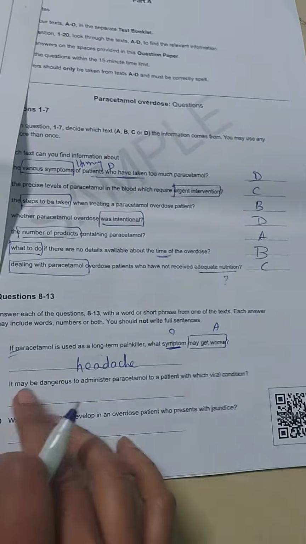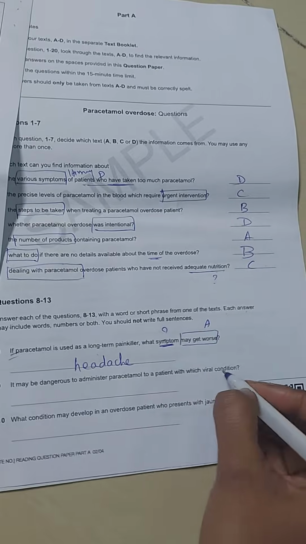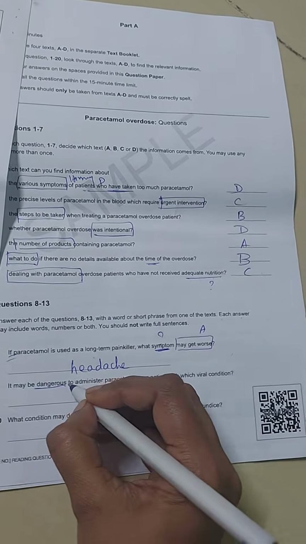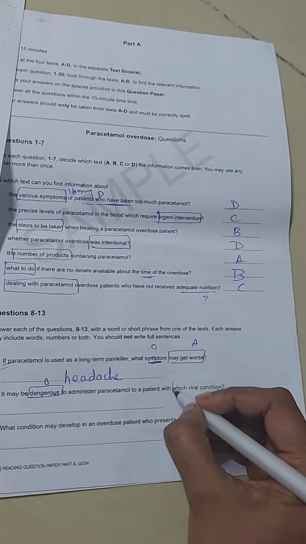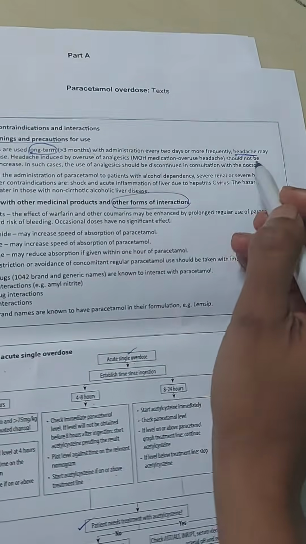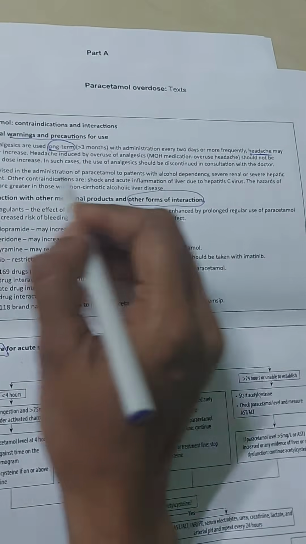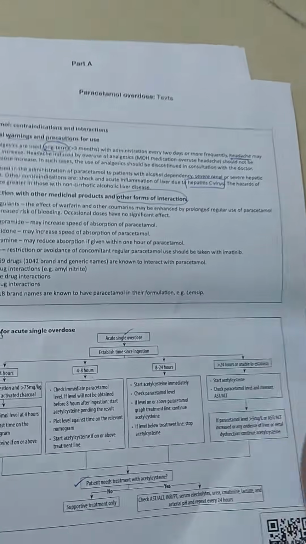It may be dangerous to administer paracetamol to a patient with which viral condition. Dangerous, again it is warning, so I will be going for A. What I need to check is which viral condition, so I go to A and check the viral condition. Just scan it, don't read it, scan it. Okay, here I see hepatitis C.